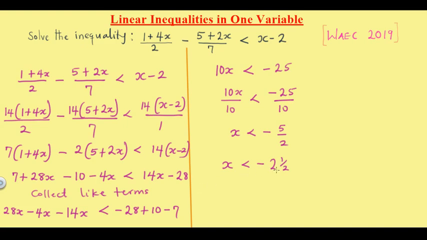And we can say for the above inequality, the value of x that satisfies the statement must be less than negative 2.5. So what are the values of x that are less than negative 2.5? Starting from negative 3, negative 4, negative 5, negative 6, downward. That is a question from WAEC 2019.